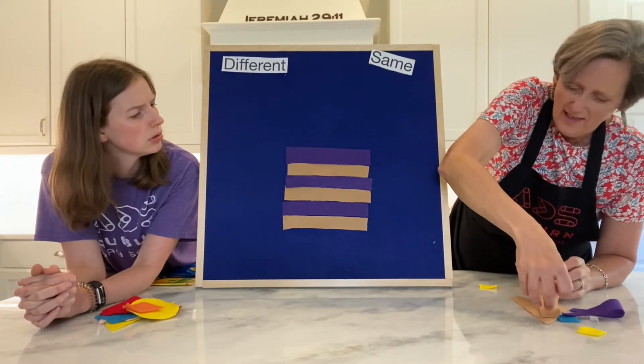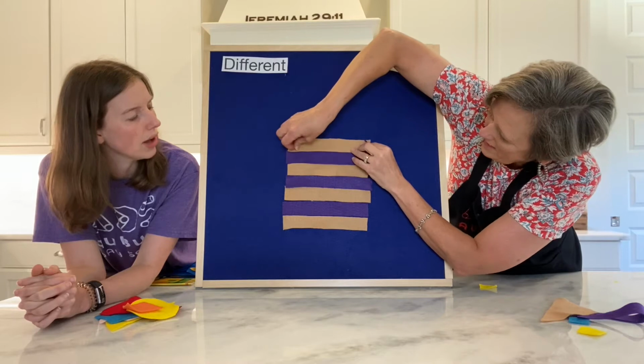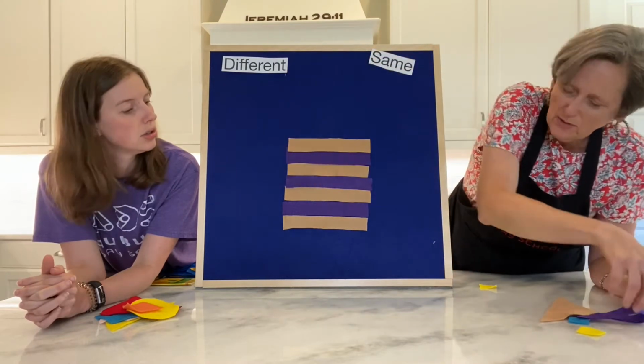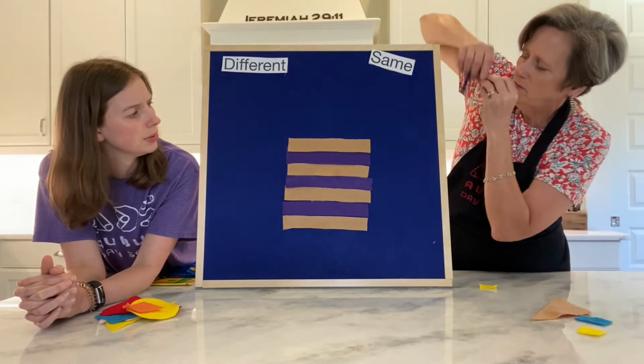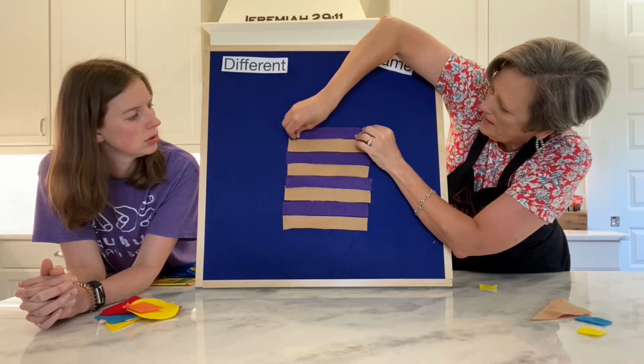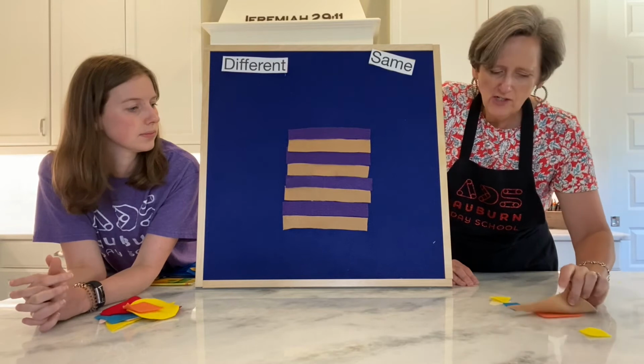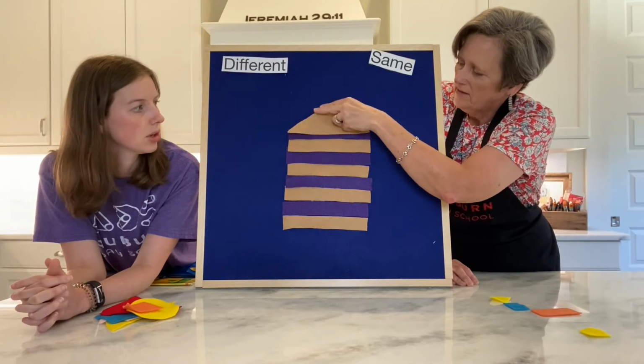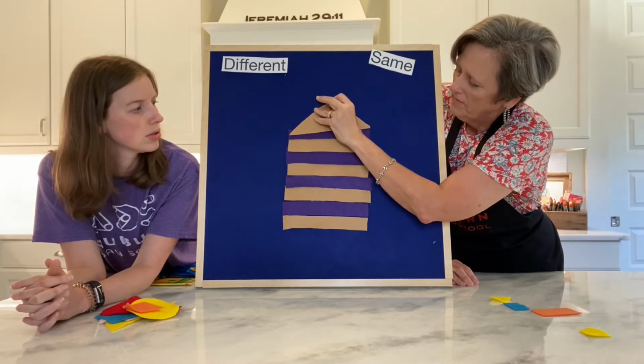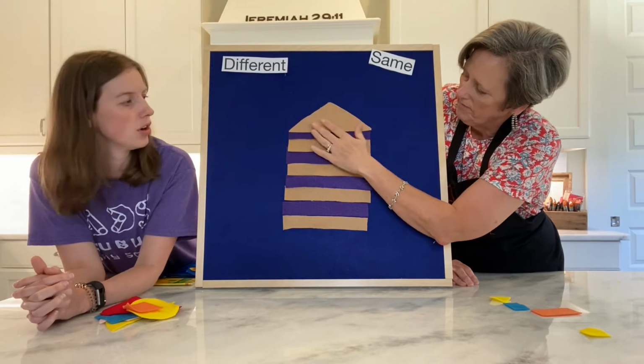Brown. Lots of rectangles though. Yeah. It looks pretty tall. It does. We'll do one more purple. And that's it for our rectangle pattern. Now I'm going to add a triangle to the top. So we've ended our rectangle pattern. Now we have a triangle up top.